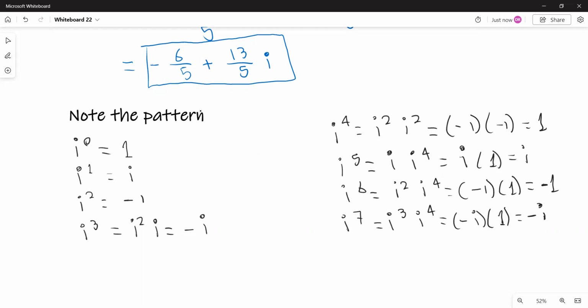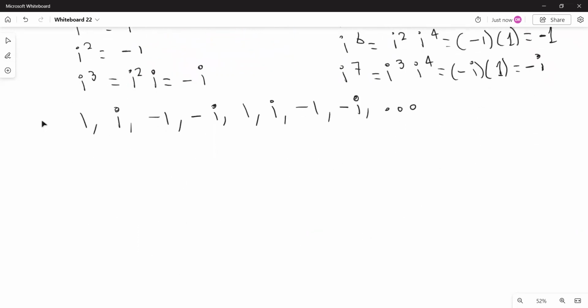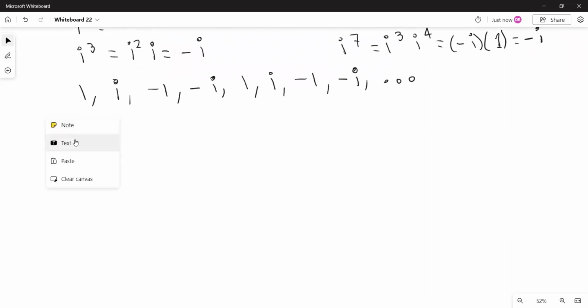Okay, so in general, we're going to have this pattern of 1, i, negative 1, minus i. And that will keep repeating. So we have one cycle, then the next cycle is also going to be 1, i, minus 1, minus i. And that will keep repeating. So we can use this to simplify powers of i.